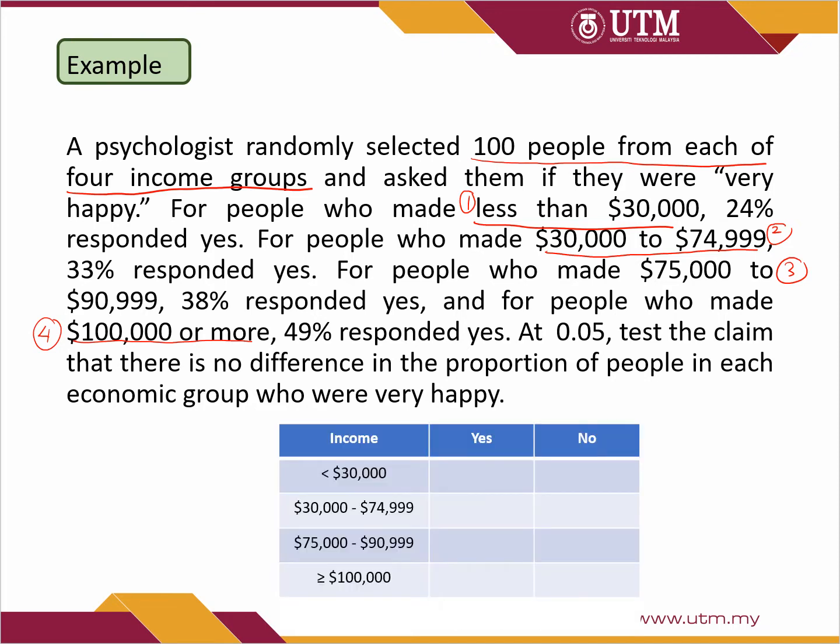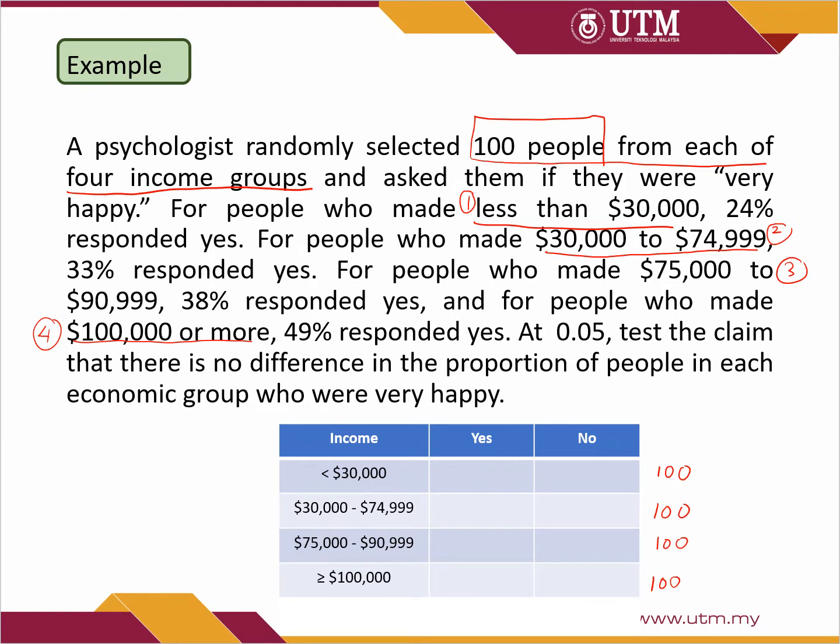So this is our table. We just write down the table where we have 4 categories based on income and the number of people saying yes. For each category, we have a total of 100 people from each of the 4 income groups, which means the total will be 100. This is also 100, 100, 100, considering that the 100 comes from people who said yes and no.